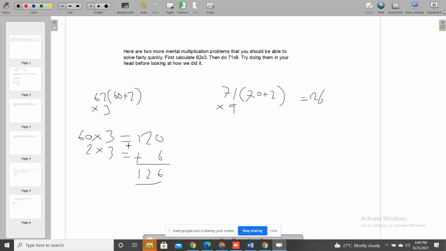That's wrong. It's 6 times 3, not 6 times 2. It's supposed to be 108. It's 60 times 3, not 60 times 2. So it's supposed to be 108. The answer is 186.